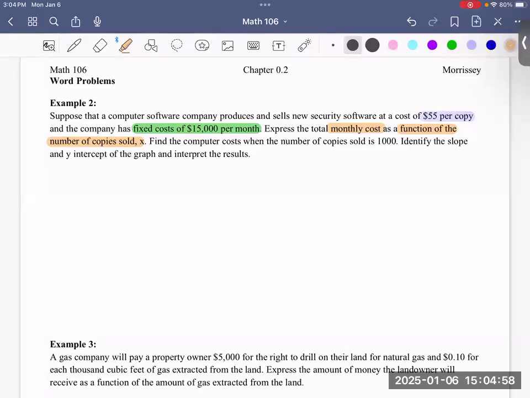All right, so what have they defined for us? Well, it says express the total monthly cost as a function of the number of copies sold X. So in that sentence alone, they have defined X as being the number of copies. Therefore, your Y, you could say, is C of X, which is equal to the cost, or the monthly cost.